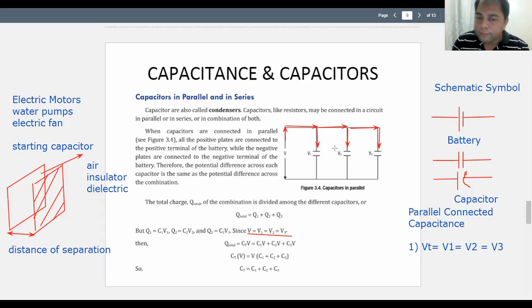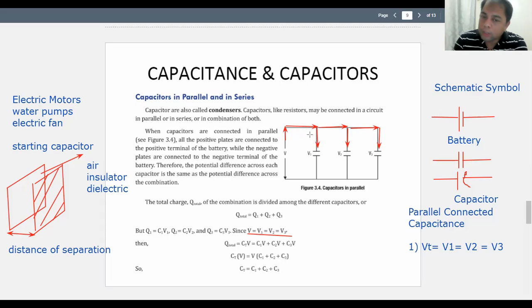In the case of our drawing here, let's say we will call the first charge that enters capacitance 1 as Q sub 1. So Q sub 1 is the first amount of charge. Q sub 2 is our second amount of charge. And then Q sub 3 is our third amount of charge that goes to capacitance 3.